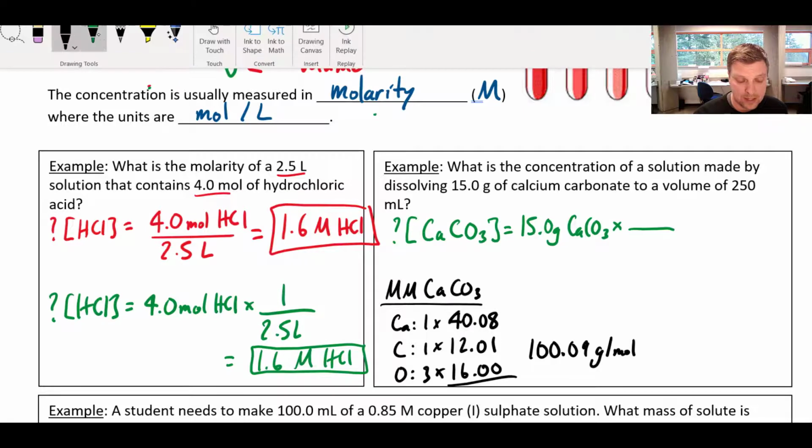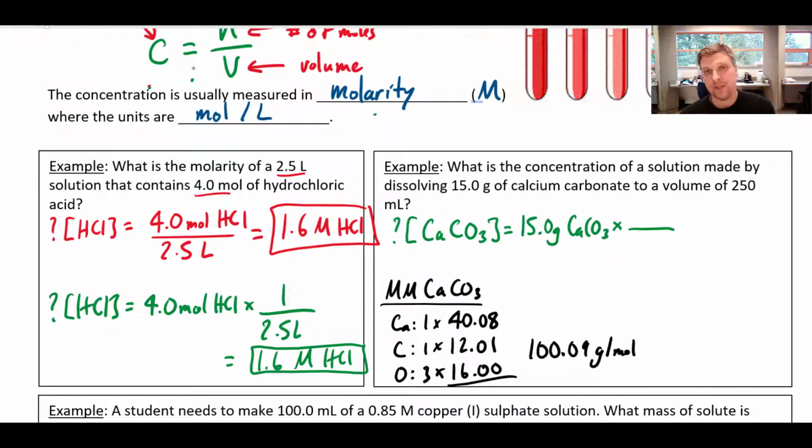So going back to my chain calculation here, I've got 15 grams of calcium carbonate. I'm going to multiply that by 1 mole divided by 100.09 grams. And then I need to multiply it by another conversion factor. If I stopped there, then I would just be in moles, but I want to be in moles per liter. So this one's kind of weird. I don't really have a ratio exactly.